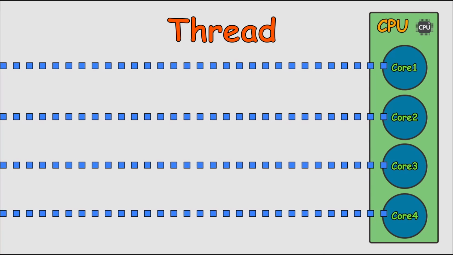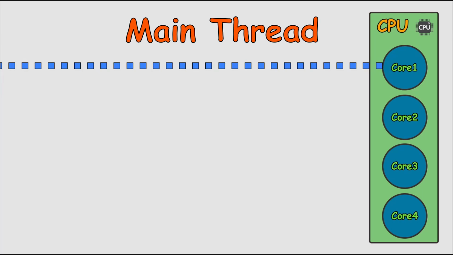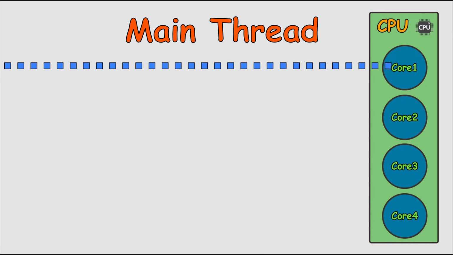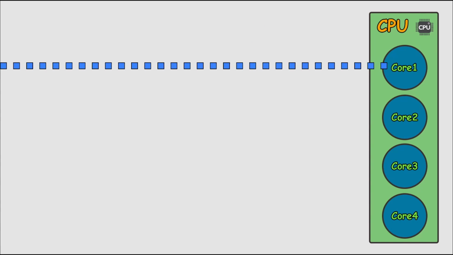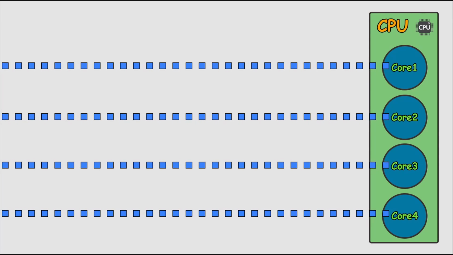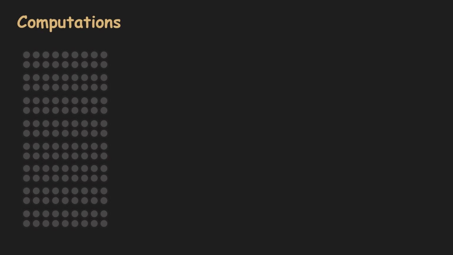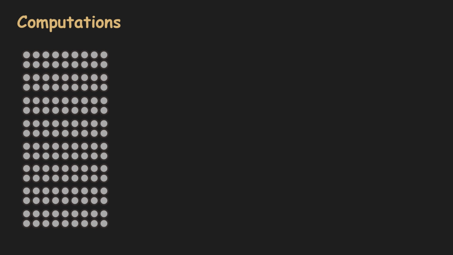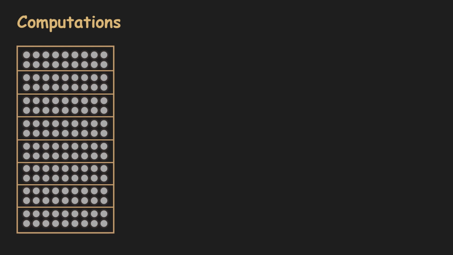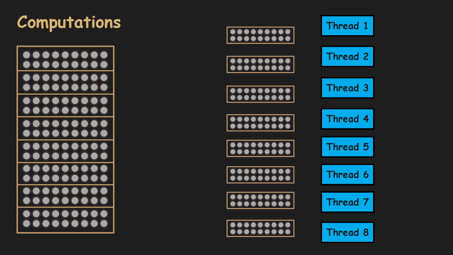By default, all programs run on a single thread which is known as the main thread. However, we as programmers can use the power of multi-core CPUs to create many of those threads, especially when there is a lot of similar work to do. For example, imagine we have a lot of computations to perform. We can split these computations into 8 parts and tell 8 threads to perform these works.